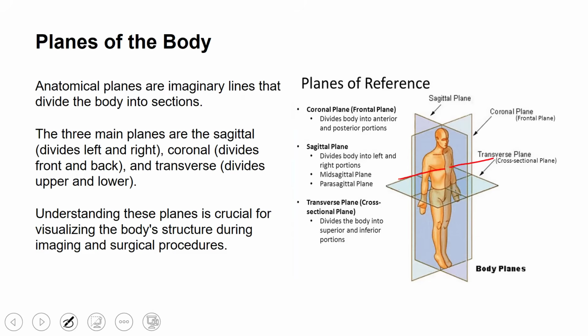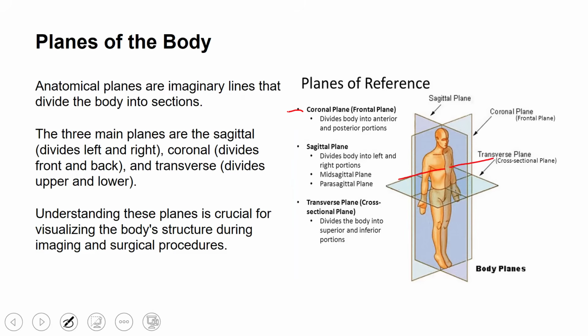Coronal divides the body into front and back. So you see this is coronal. The coronal plane, we also call the frontal plane. It divides the body into posterior and anterior, that is the front and back.